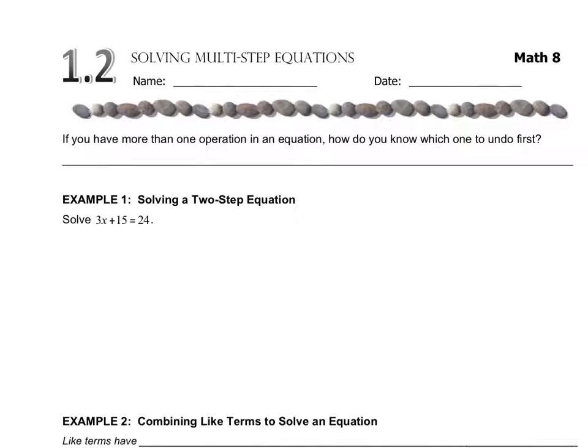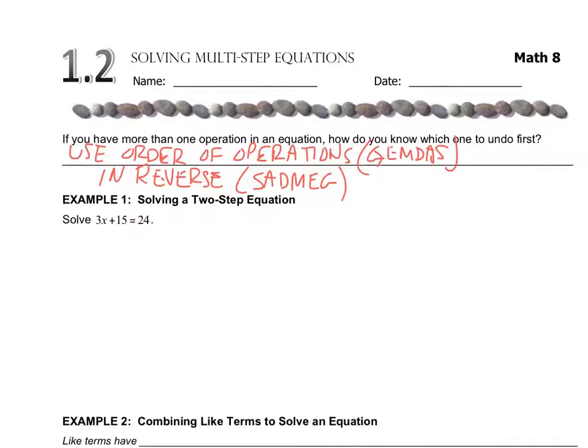Hey guys, today we're going to talk about solving multi-step equations. So in the last section we talked about how to solve an equation using those inverse operations when you're trying to move things from one side of the equation to the other side. So if you have more than one operation in the equation though, how do you know which one to undo first? Well, we use the same order of operations that we use for everything.